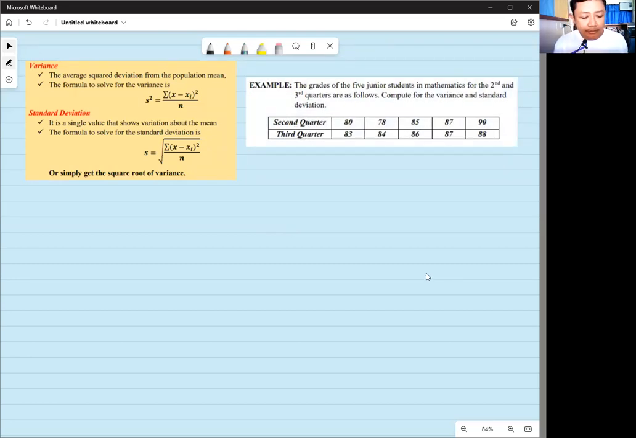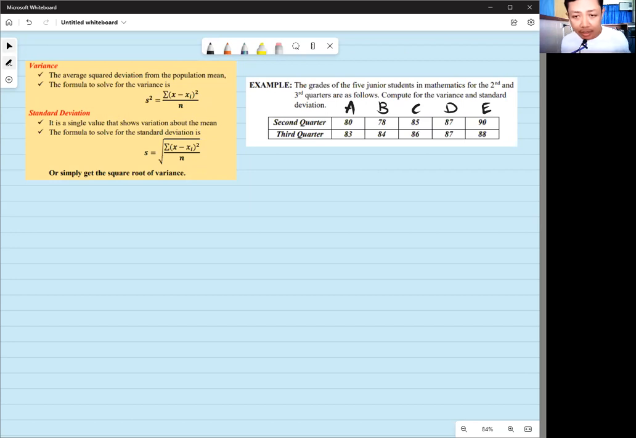For this example, the grades of five junior students in mathematics for second and third quarters are as follows. These are learners having the following grades in mathematics. Compute for the variance and the standard deviation. So there are 5 students here: student A, student B, student C, student D, and student E. These are their grades in math.